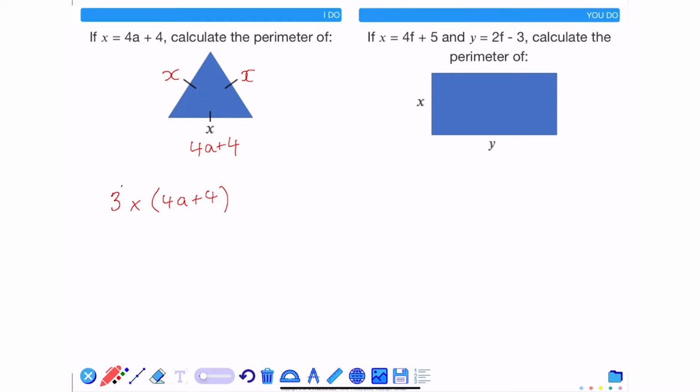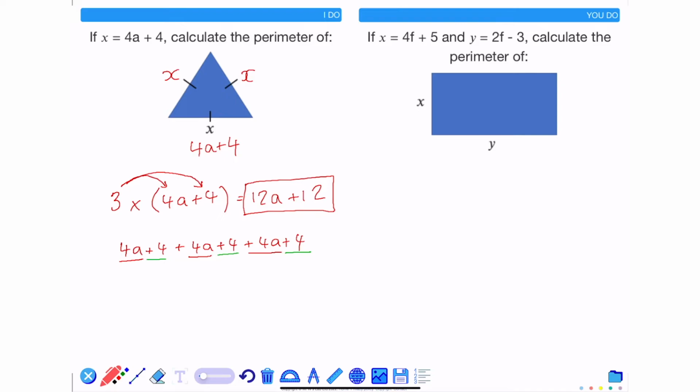Now whether you expand out the brackets or write 4a plus 4 plus 4a plus 4 plus 4a plus 4, 3 times, you can see that I will have 4a plus 4a plus 4a, so 12a, and then 4 plus 4 plus 4, in other words 3 times 4, which would be 12. And this would be the simplified answer to my question, and it's the distance around the outside of the equilateral triangle.